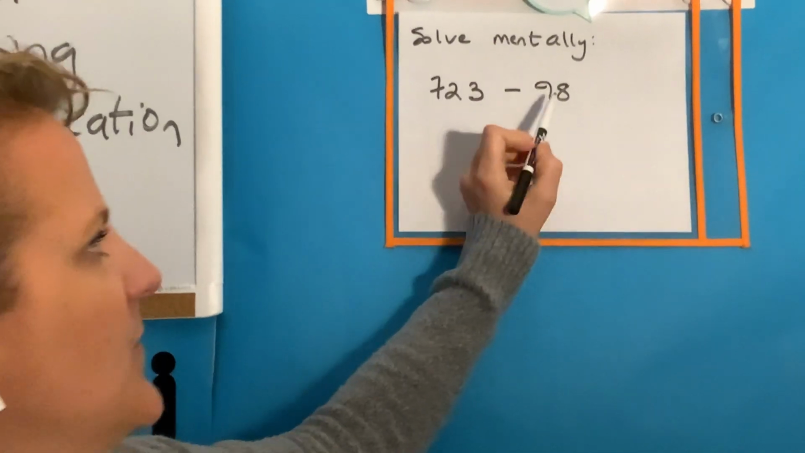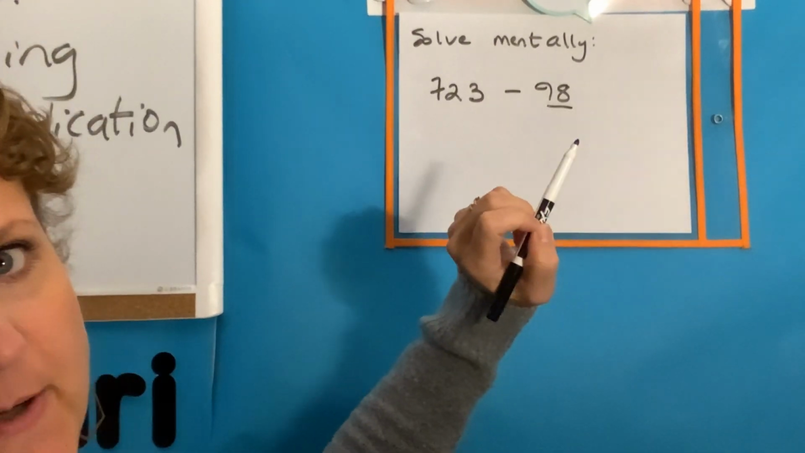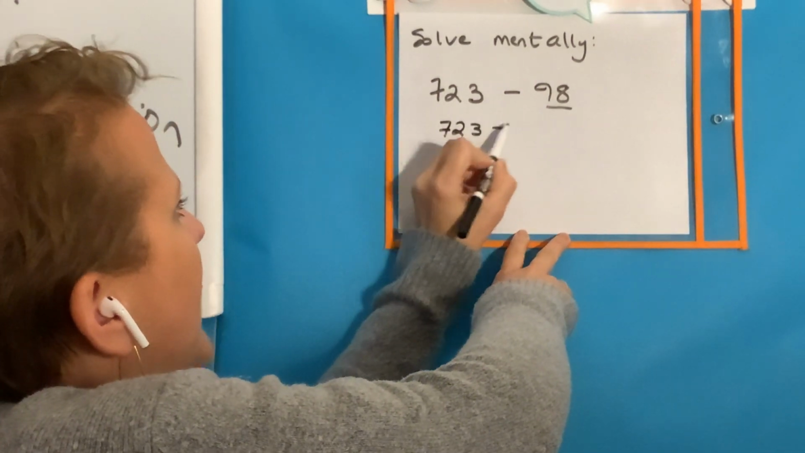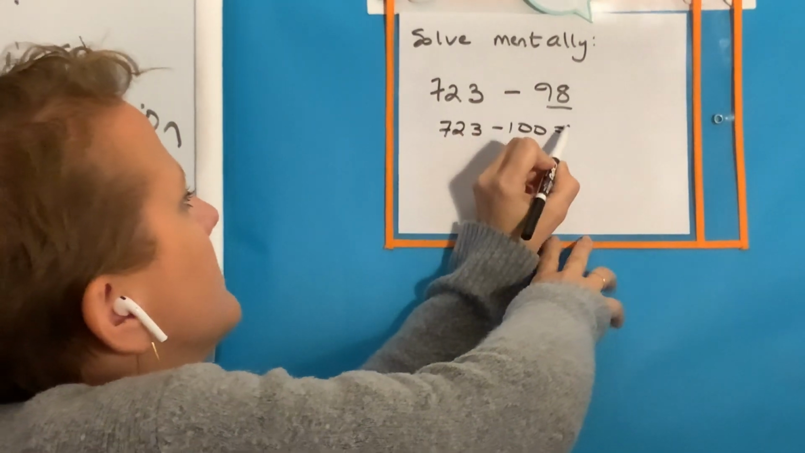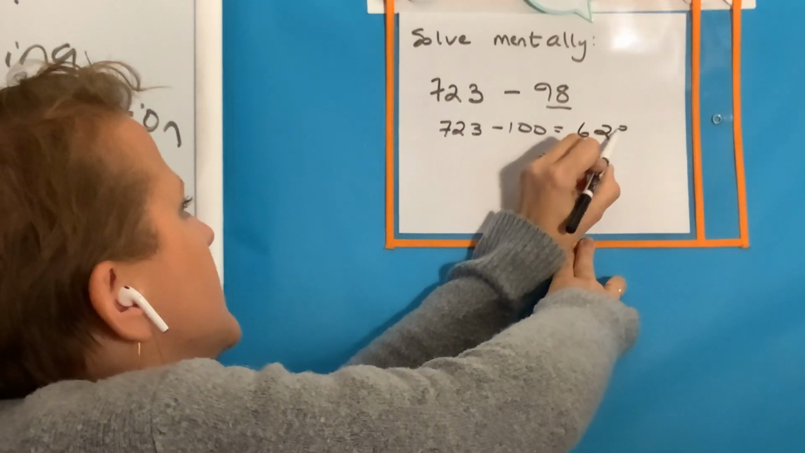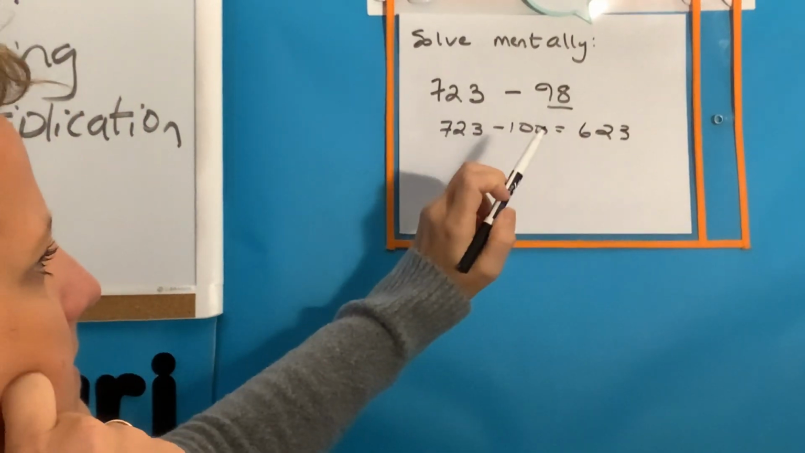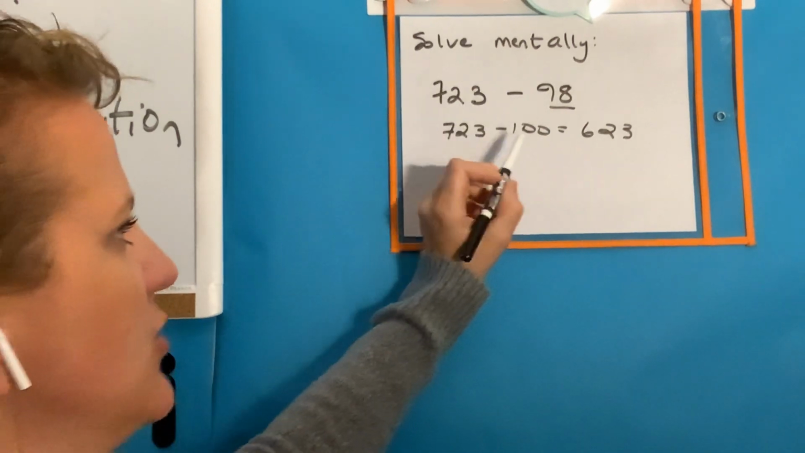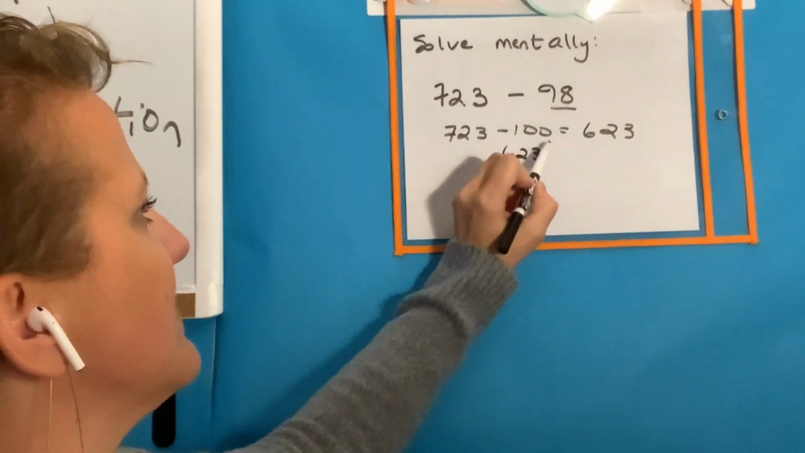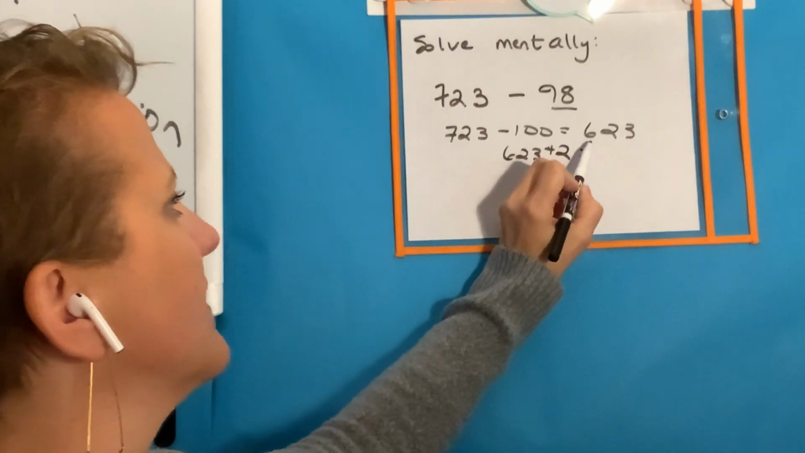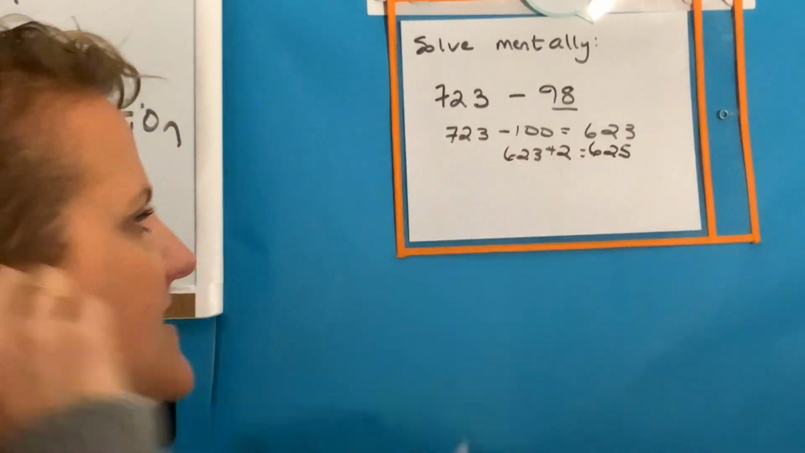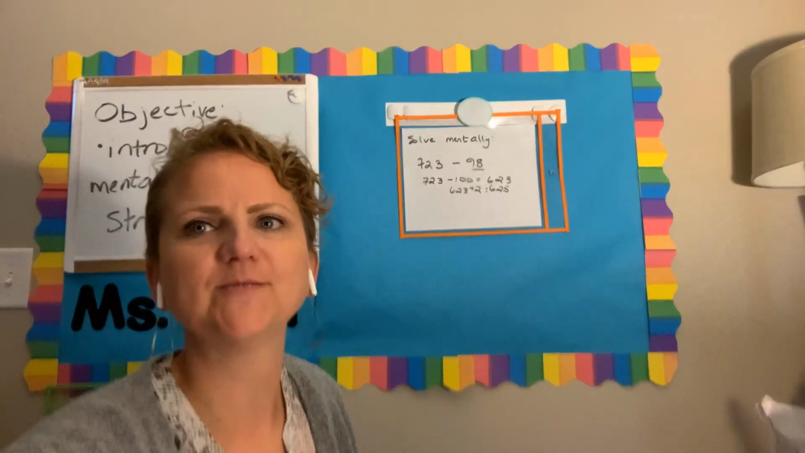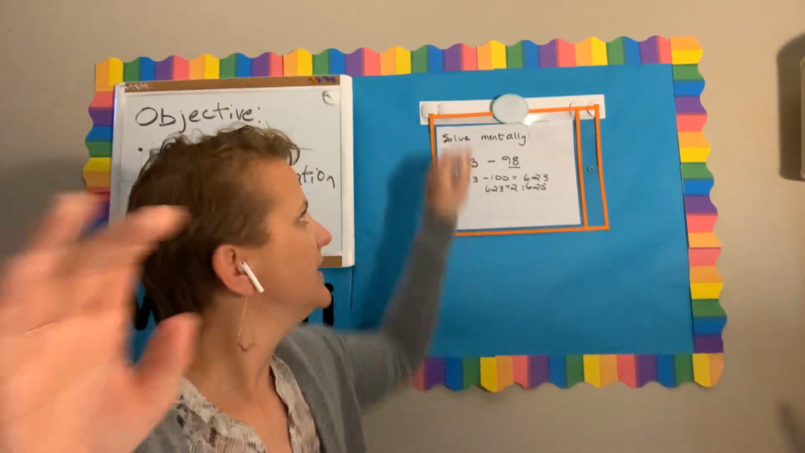All right, fifth graders, hopefully you saw that this 98 was close to 100. So we're going to start by subtracting 100, which gets us 623. But we were only supposed to take away 98, so we took away 2 more than we had to. So we should be adding 2 back to get 625. Hopefully you guys were successful.